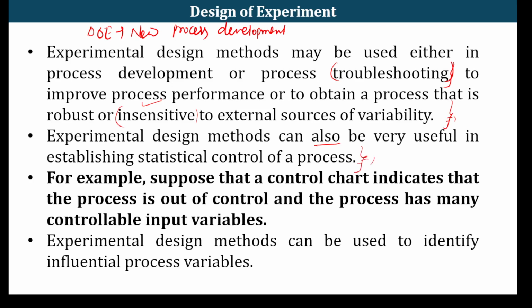If we are not designing the experiment in a better way, we will not get the data in a controlled manner, so we can't establish statistical control on it. Statistical control means we are testing all the data that came in, so that we can get a better result or conclusion. Suppose a control chart indicates that the process is out of control and the process has many controllable input variables. What do you mean? When we plot data on the control chart, we can see whether the process is out of control or not, or whether the process has many controllable input variables or not. Then experimental design methods can be used to identify the influential process variables.